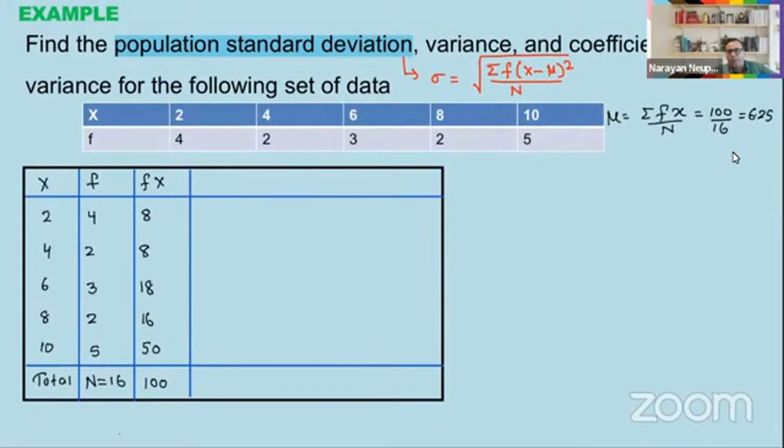Okay, we have not even started the process for standard deviation. Now in the next column, we are going to do that. Okay, so to find the standard deviation, we need this one. Look at this. We need f multiplied by (x minus mean) squared, and we have to find the sum of that. Okay, so here we do f times (x minus 6.25) squared.